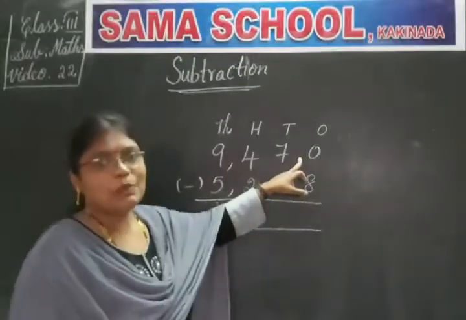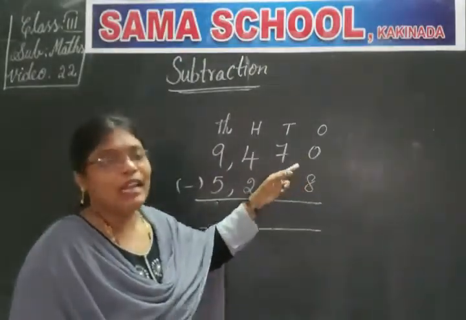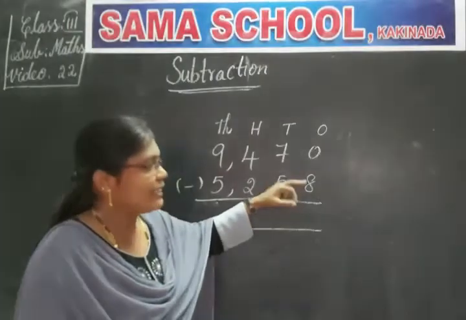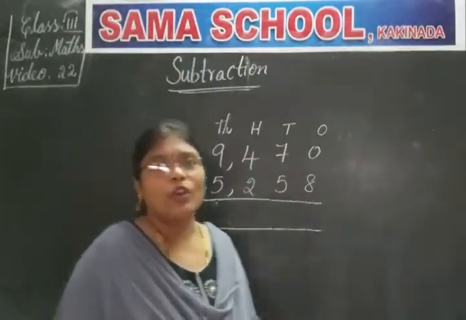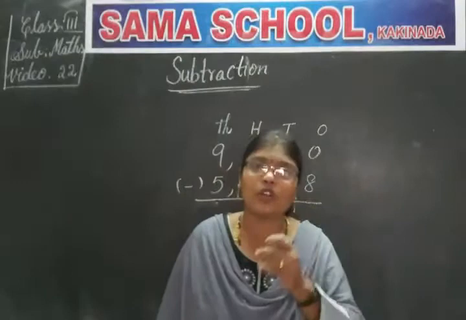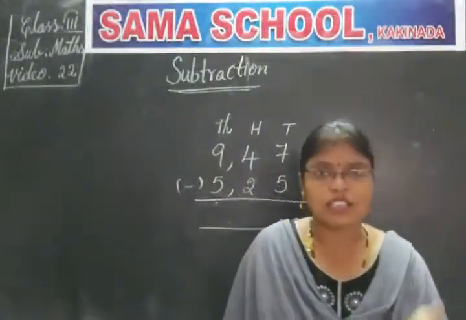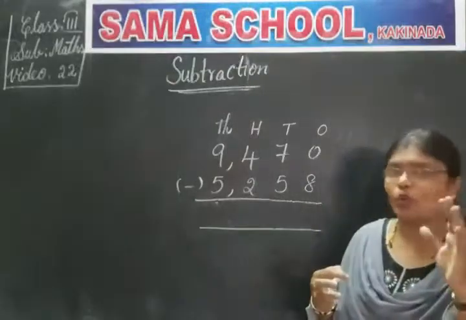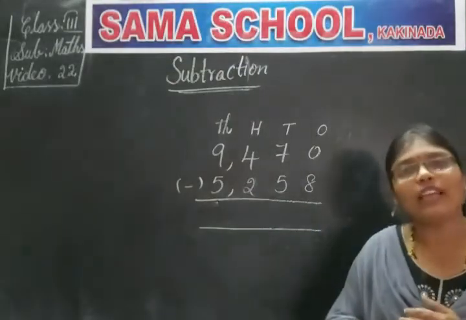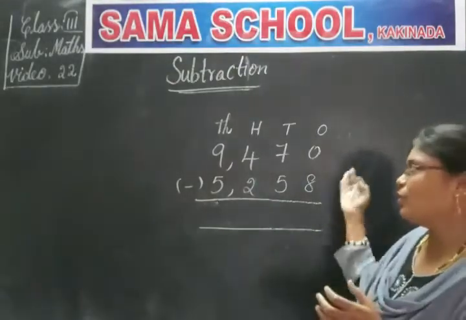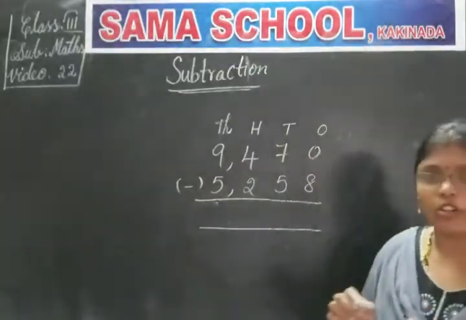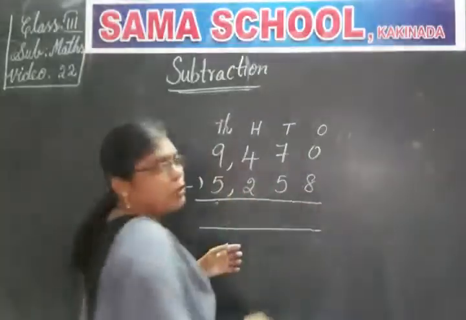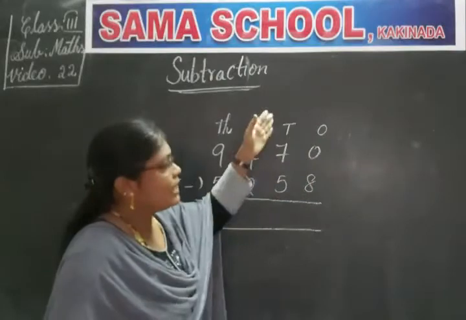See, here in ones place we have 0, and you have to subtract 8 from 0. Already I told you 0 means nothing. Can we borrow 8 from nothing? No, we cannot. Then what do we have to do? We have to borrow. So from where should we borrow? We should borrow from the next place.